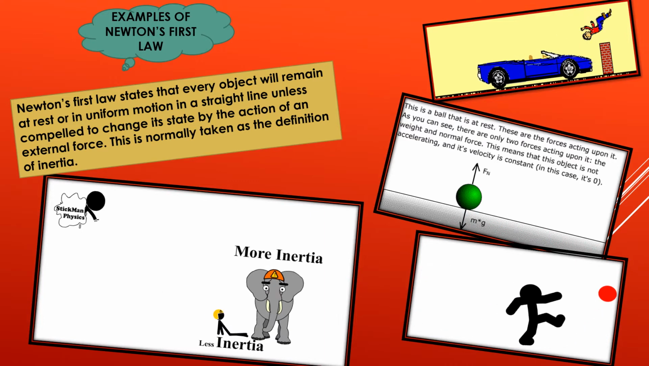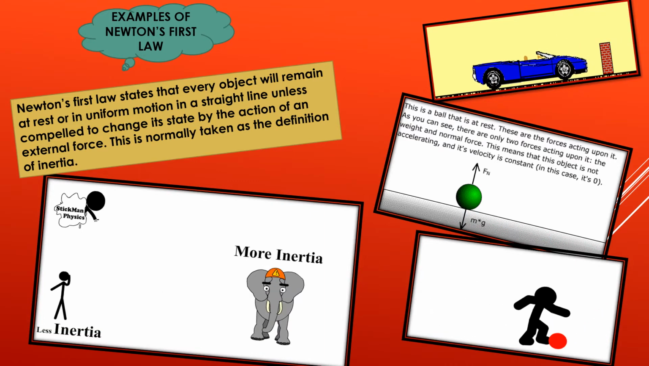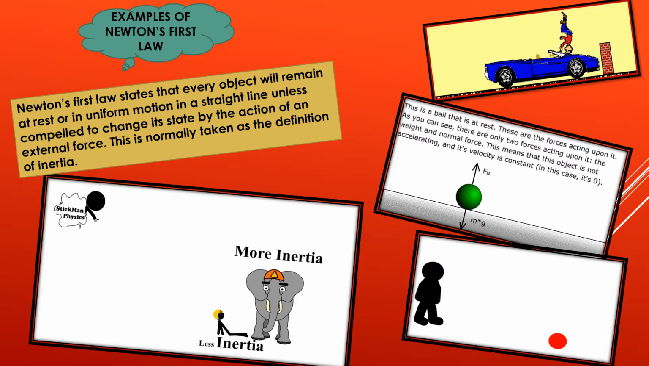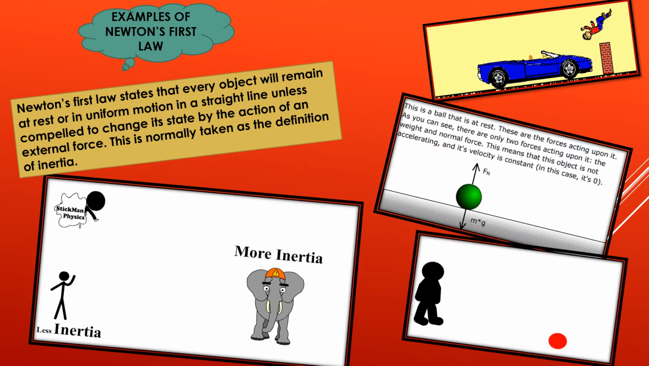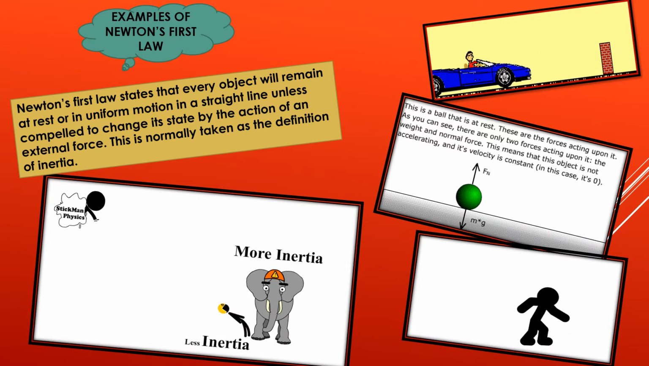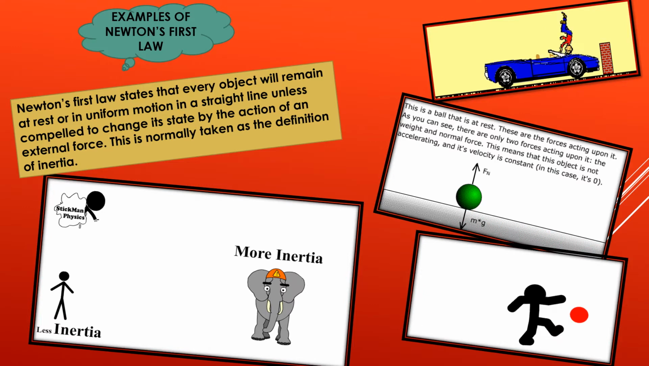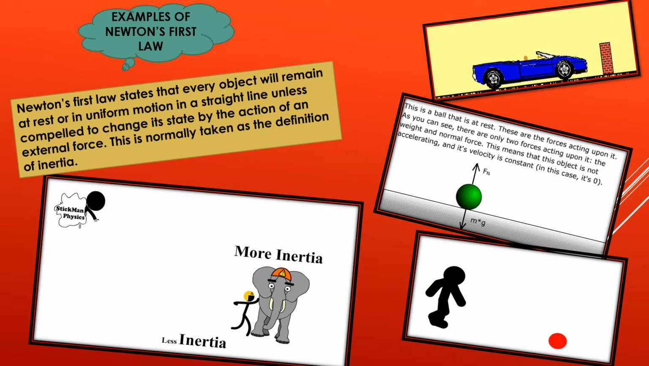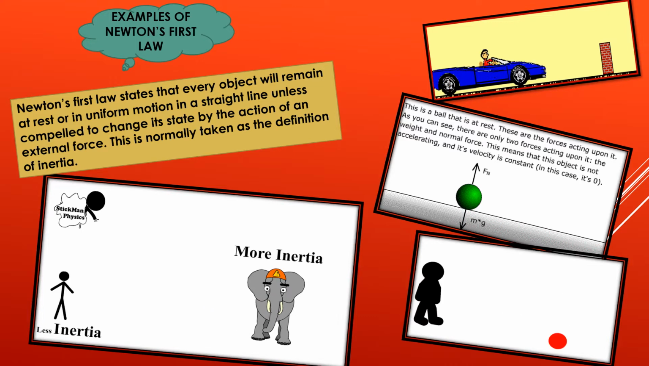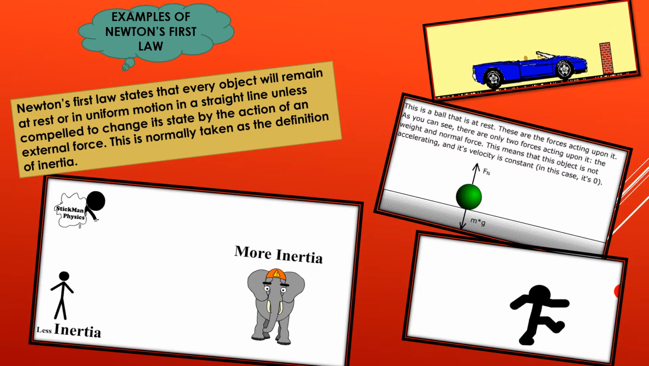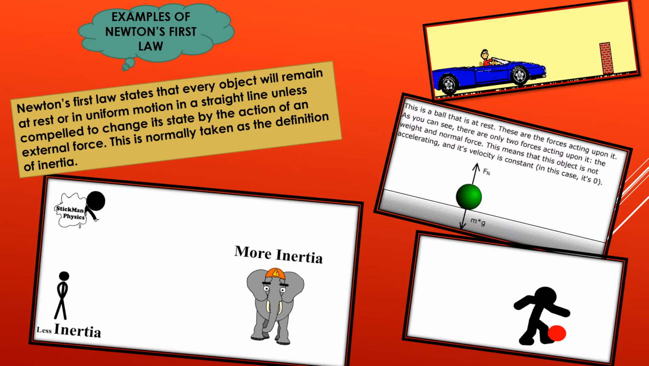So like this, this man is going to hurt this elephant. But ultimately what happened? He has fallen down. Why? Because the elephant has more inertia than this man. See, the elephant is only slightly moving. That's it. But the man, having less inertia than this elephant, has fallen down. So this also justifies the first law of Newton.